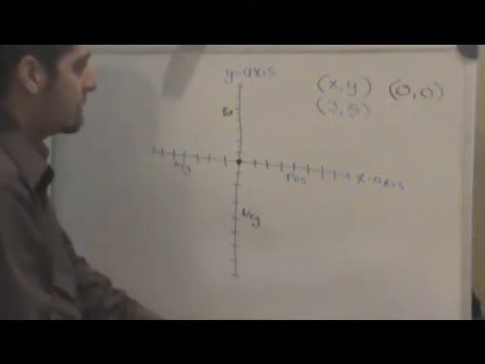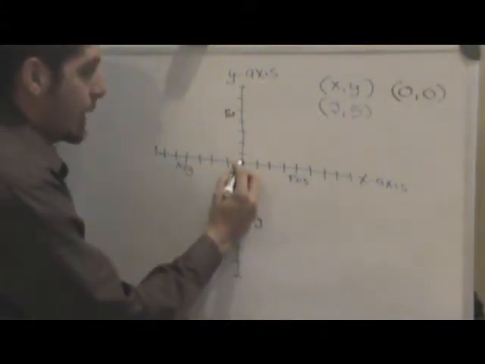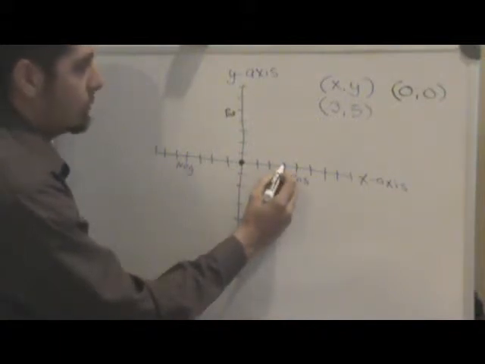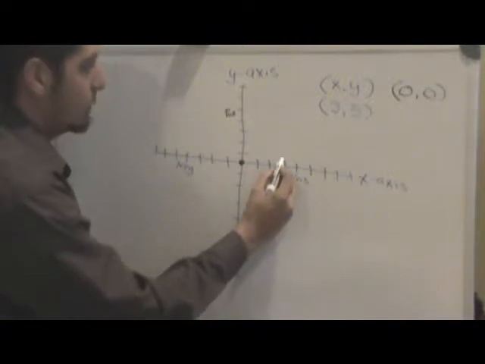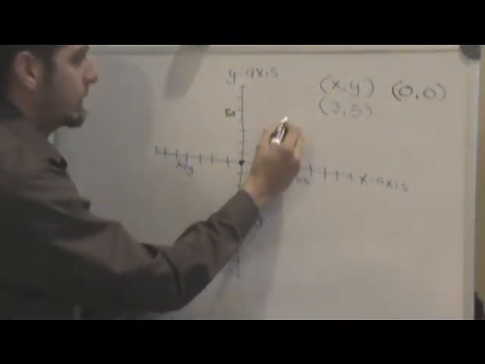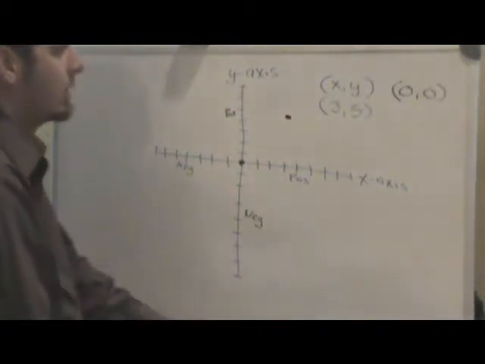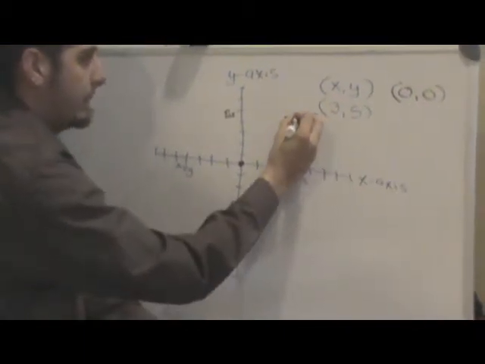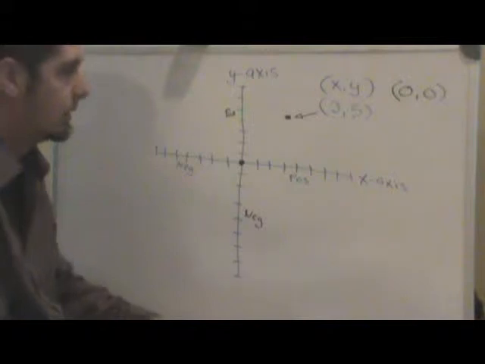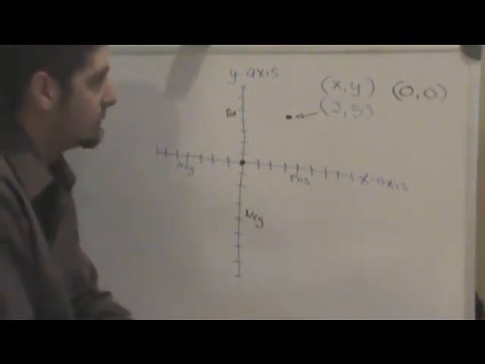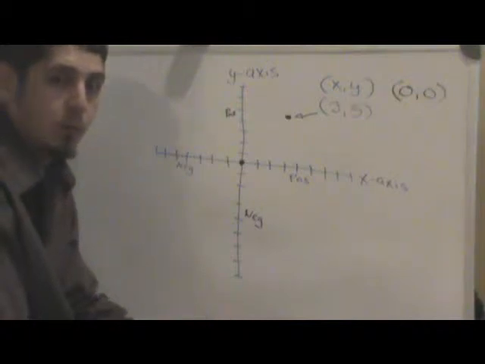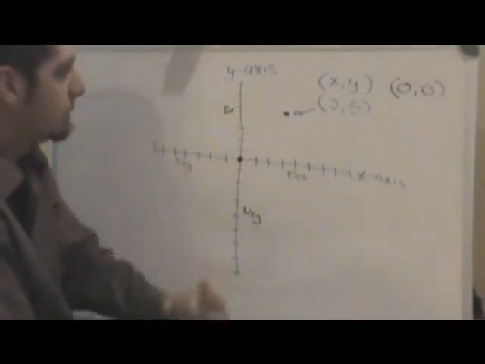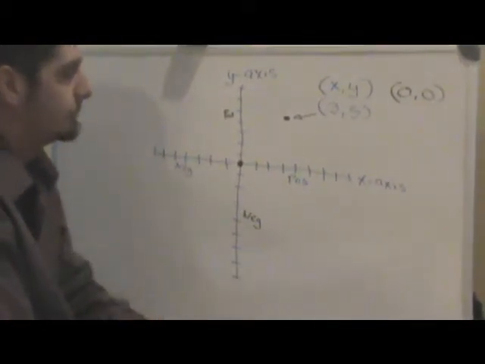So according to this ordered pair I wrote up earlier, I would move positive 3 spaces, so right 3 spaces, okay? And I would move positive 5 spaces. So I would move up 1, 2, 3, 4, 5 spaces. And so this ordered pair represents this point. So that's how you would graph an ordered pair. The first number moves you left or right, depending on whether or not it is negative or positive. The second number moves you up or down, depending on whether or not it is positive or negative.